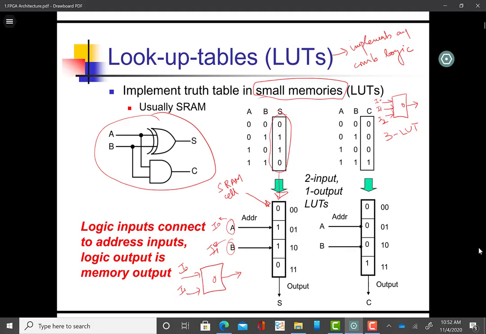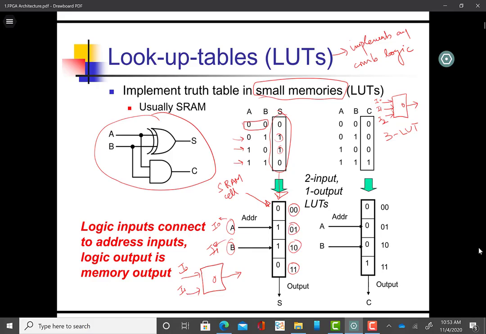So a lookup table is nothing else than a combination of SRAM cells in which we can store the truth table. So how does it implement the truth table? The first cell has an address of 0, 0, the second cell has an address of 0, 1, the third cell has an address of 1, 0, and the fourth cell has an address of 1, 1. So this becomes our address 0, this becomes our address 1, 2, and 3, and we just store. On the 0 location we store a 0, on the 1 location we store a 1, on the second location we store another 1, and on the 4th location we store a 0.